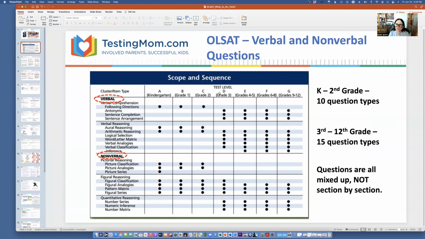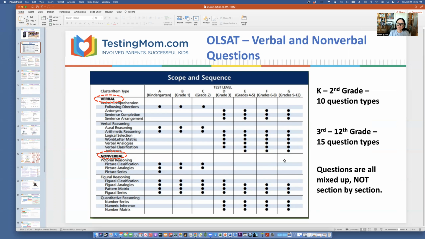From third to 12th grade, it's more of a word-based test, and then there's numbers and there are figures as well. And there's more subtests for the older kids. There's 15 different types of questions for the third to the 12th graders. So there's a lot more variation in what they're going to be asked to do as they go through the test.